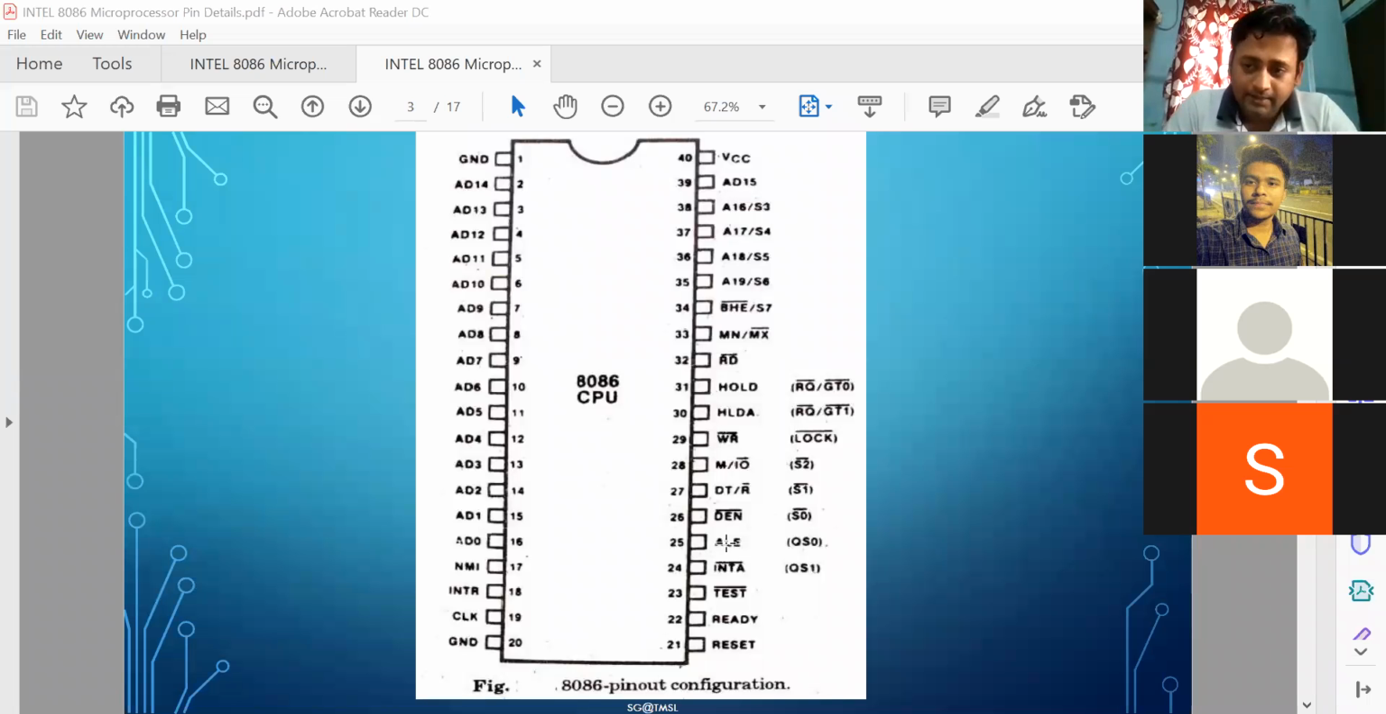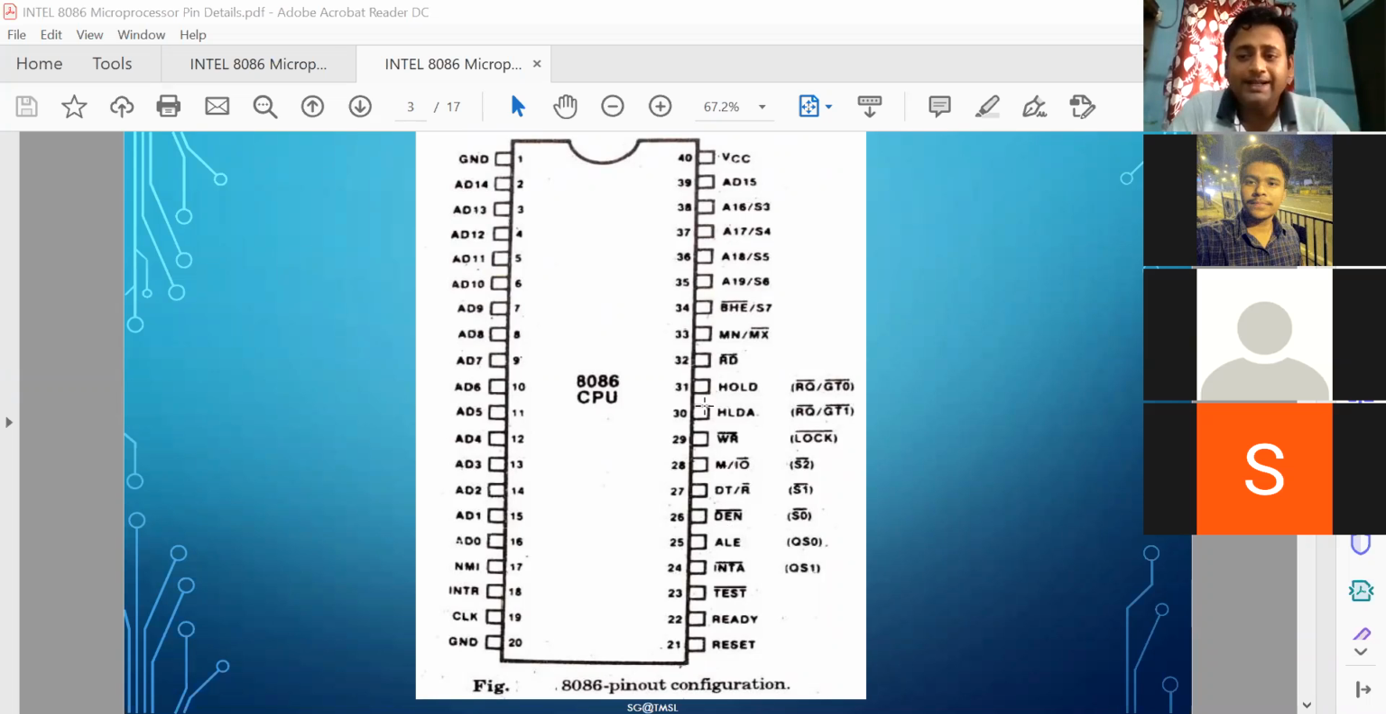ALE signal means address latch enable. The same signal is used to multiplex the address and data bus from AD0 to AD15. INTA bar is interrupt acknowledge: if any signal is coming through the INTR pin, interrupt request pin, then this is the acknowledgement signal which is to be given by the processor to the corresponding requesting device. So these are the signals, or pins, used in minimum mode.